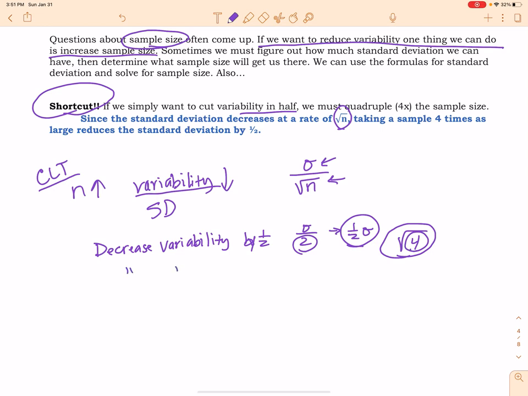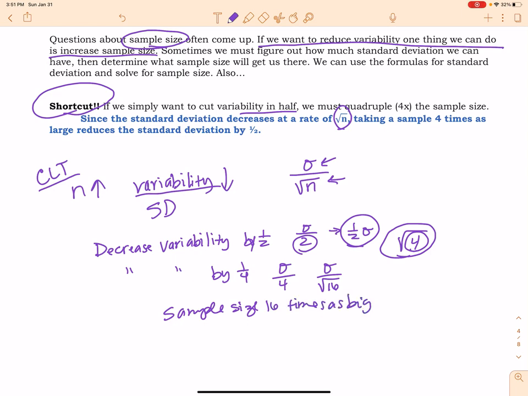Okay, let's do another one. Let's say I want to decrease the variability by 1/4. So now I want to have this situation. Well, what square root produces a 4? That's right, kids. The 16. So that means you would need a sample size 16 times as big. Pretty cool, huh?